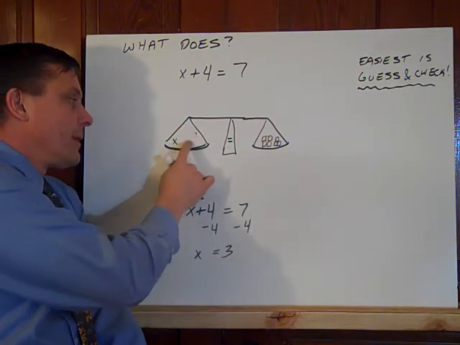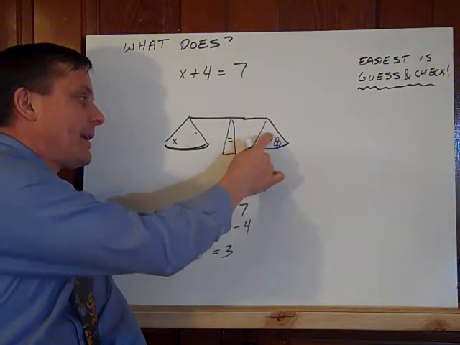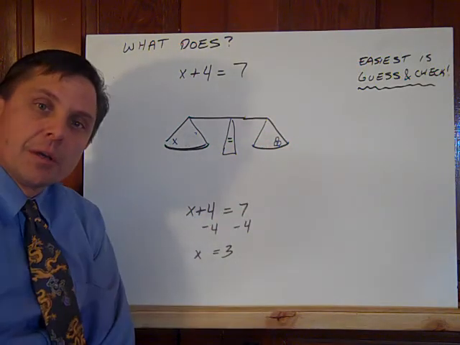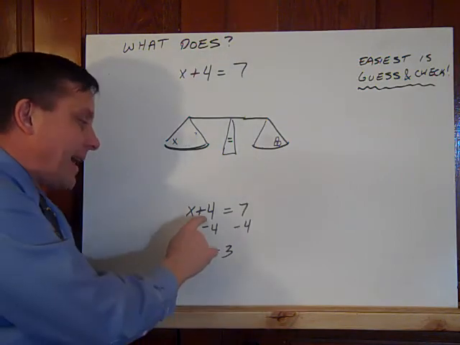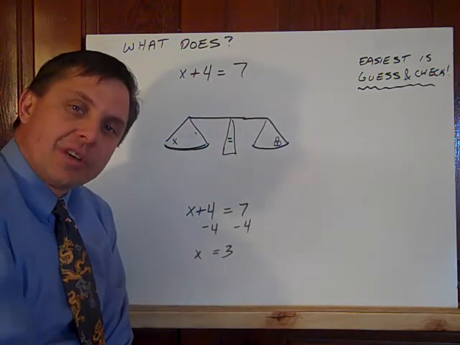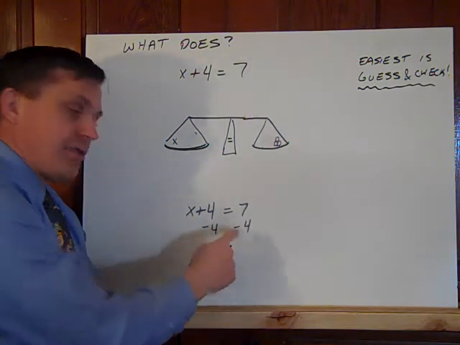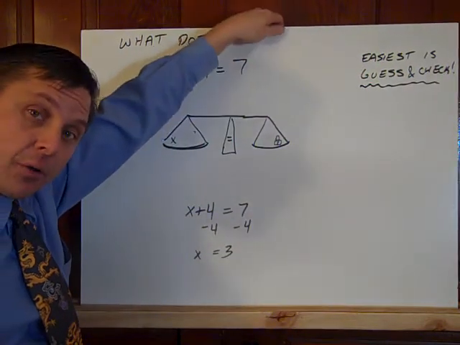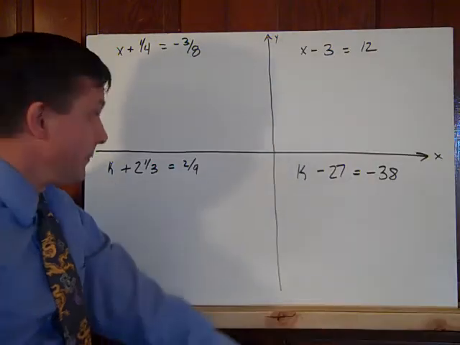If I take them away on both sides to keep the balance the same, I'm left with x and 3, or x equals 3. Again, this was a positive adding force, so the inverse operation of addition is subtraction. So I subtract 4 on each side. I can do anything I want as long as I do it to both sides of an equation.